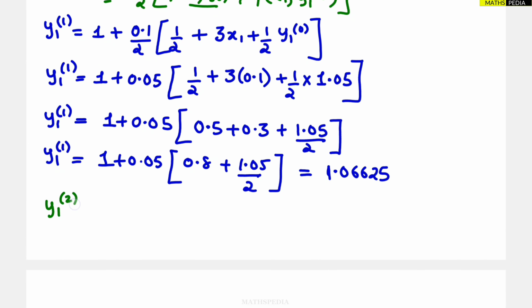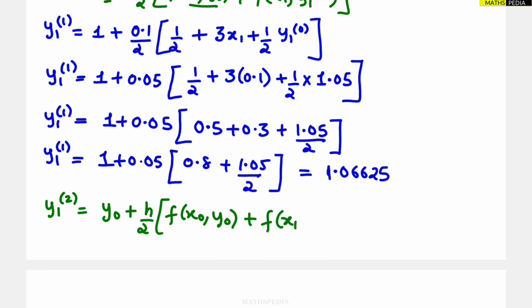y1 of 2, second iteration. What is the formula? It is the same thing. y0 plus h by 2 into function of x0 comma y0 plus function of, here what will be the change? x1 as it is, and y1 of 0 will change into y1 of 1, the previous value. Only that change will be there. So you can substitute the value.